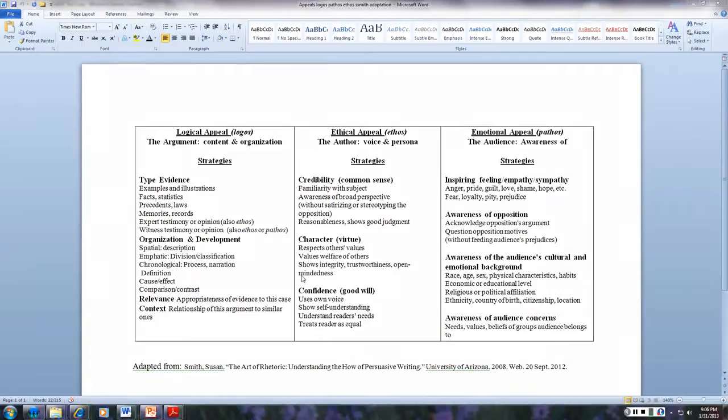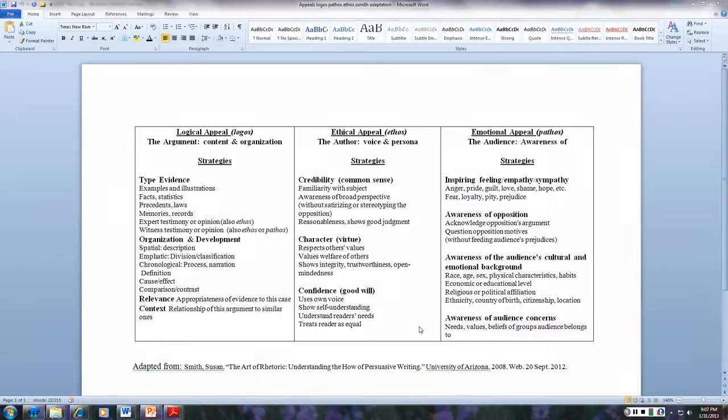Do you show that you're familiar with the subject, both sides, pro and con, that you are aware of a perspective, that you are reasonable and show good judgment, that you respect others' values and their welfare, that you demonstrate integrity, trustworthiness, and open-mindedness, that you are confident, using your own voice, not relying on just other people's information, that you show that you understand what others are saying, that you show an appreciation for the needs of your readers and you treat them with respect and as an equal.